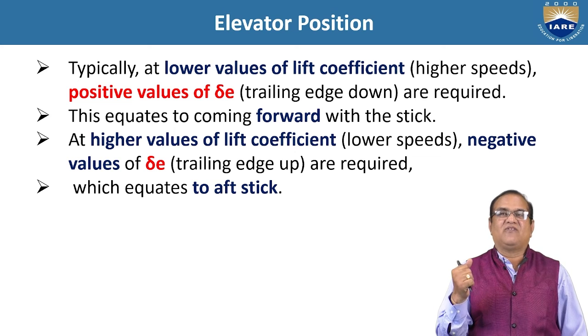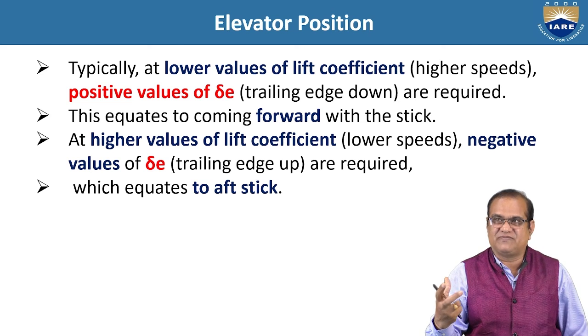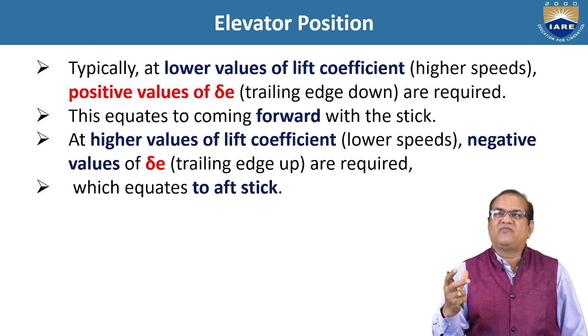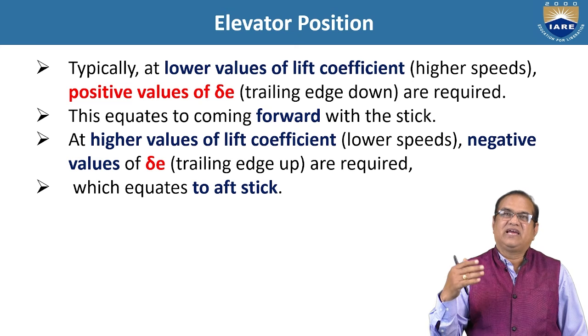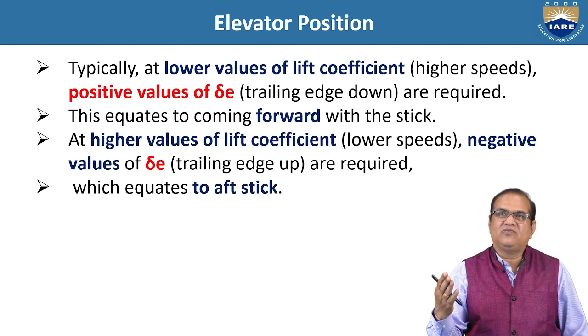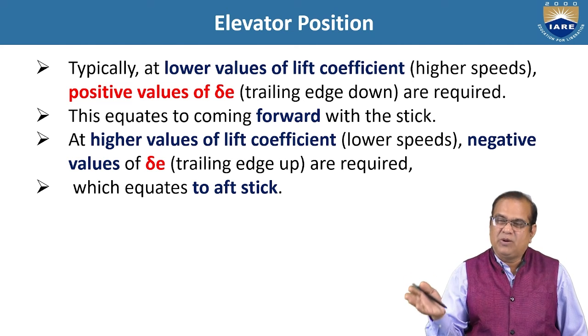So if you want a higher value of lift, a negative value of delta E is required, means the elevator should go upward. And if you want a lower value of lift, then it should be put down.